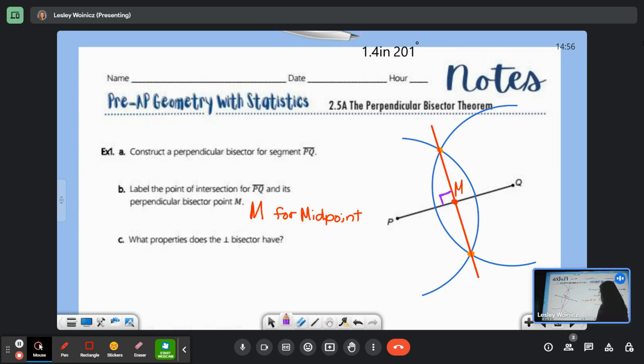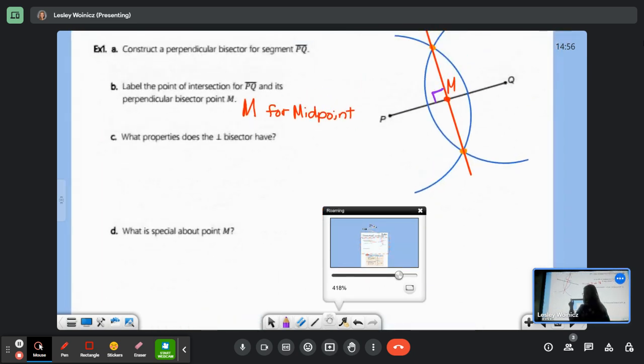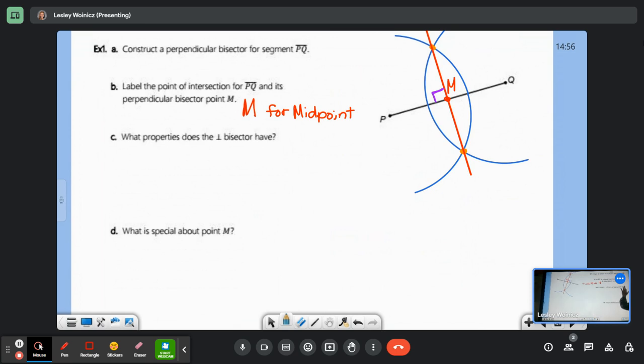What properties does our perpendicular bisector have? So there are a couple of things. One is pretty obvious. What does perpendicular mean? What angle does it intersect our segment at? 90 degrees. Yes. It makes a 90-degree angle with our segment, which is PQ.